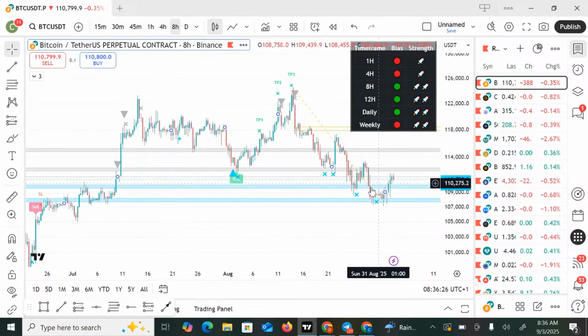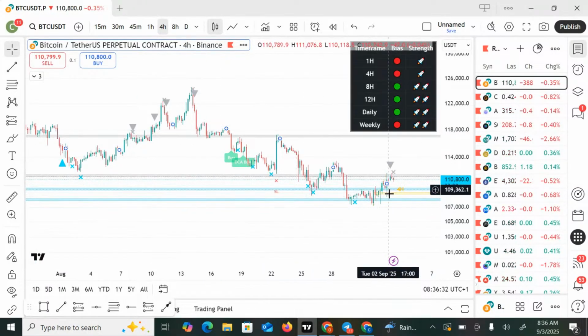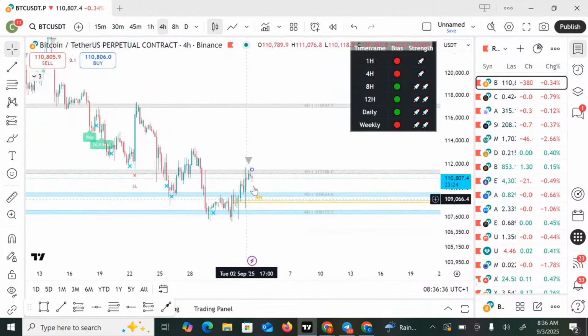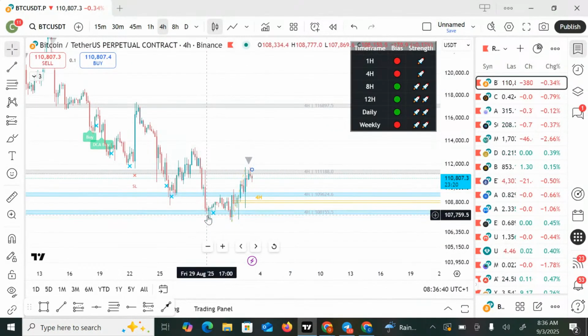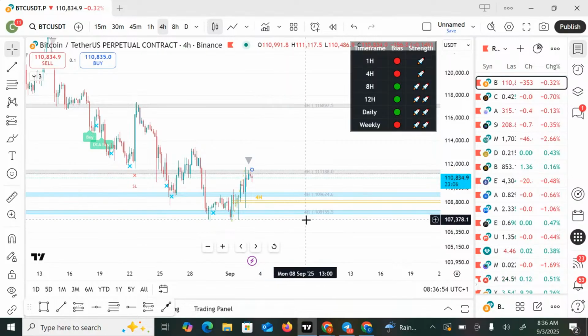You understand? Let me take it on a 4-hour time frame. If you look closely here, you see that this is a support already. Bitcoin got to this place, it went back up. It got to support again, it went back up. Now it's creating resistance here, already showing resistance trying to go back down. You can buy from here and go back up. You can sell from here, go back down, and buy from here.